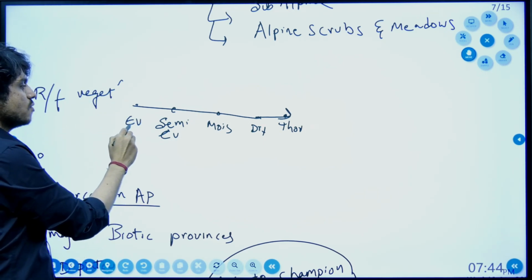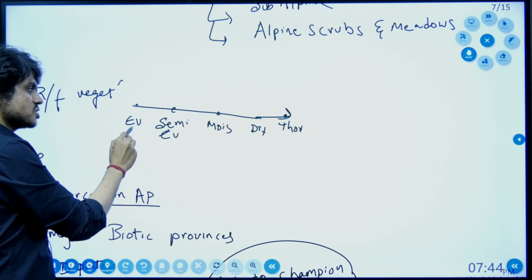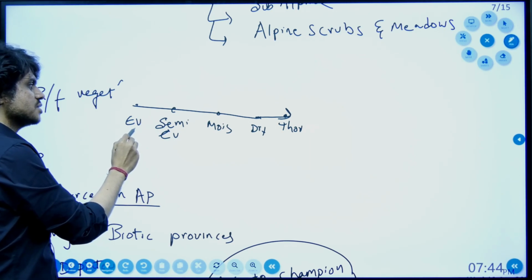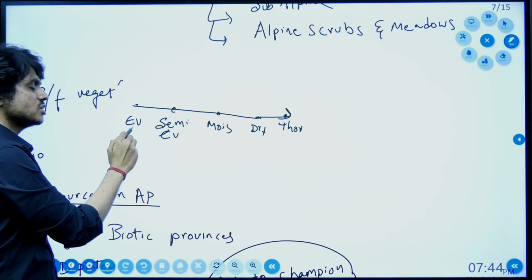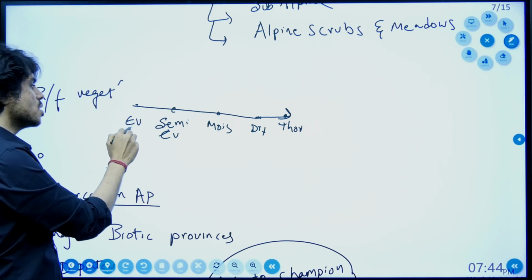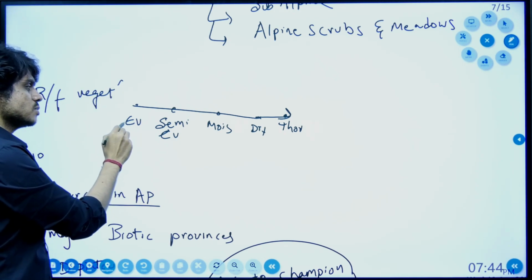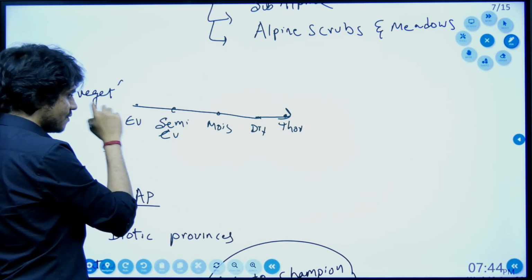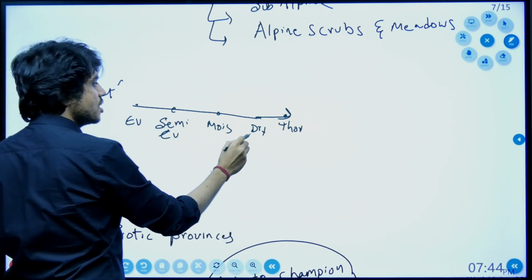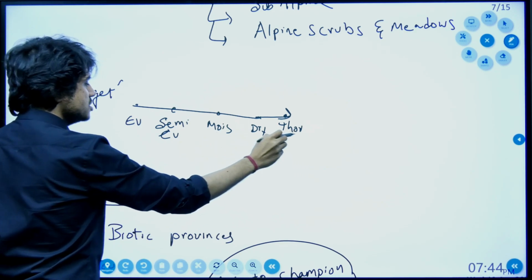When there is very good rainfall, you will get the evergreen forest. Such evergreen forests are found in the Western Ghats region. Your Eastern Ghats part does not receive such a high level of rainfall of 200 to 250 centimeters, so you will not find such evergreen forest. You will generally find moist forest, dry forest, and thorn forest. These are the varieties that are found.